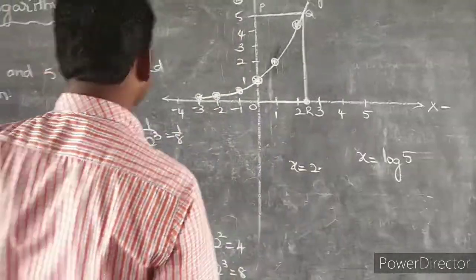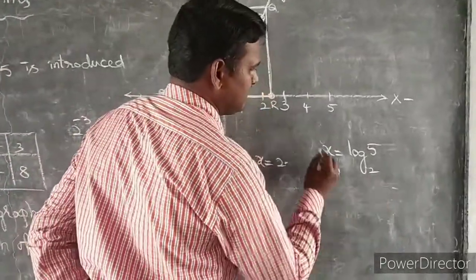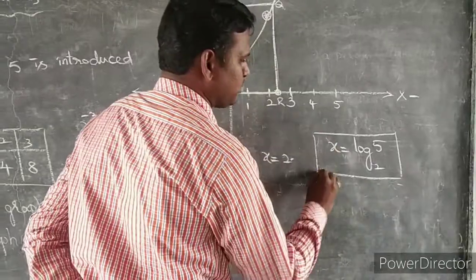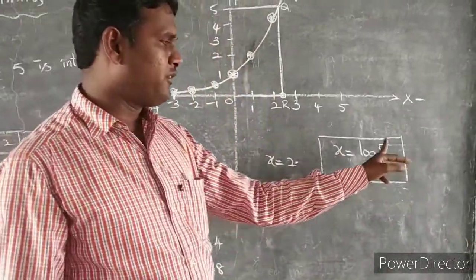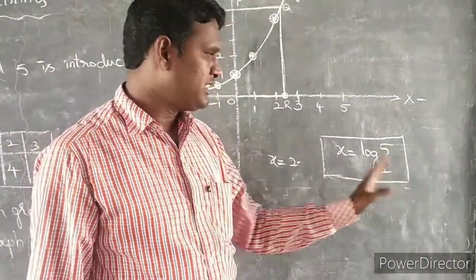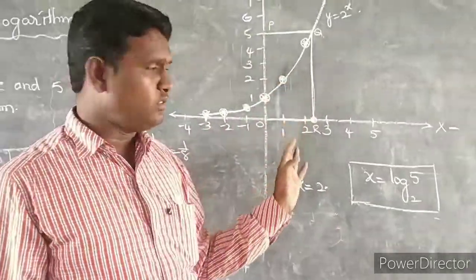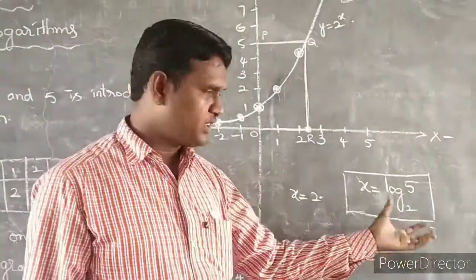What was the base here? 2 will be written here. X is equal to logarithm of 5 to the base 2. Similarly, we can find out any value to the base 2. This is called logarithms.